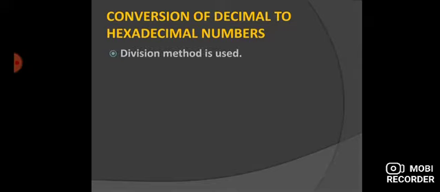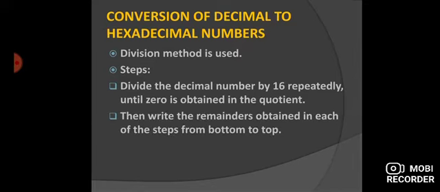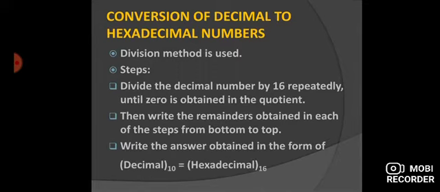For this we use division method, जैसे हमने octal number में यूज़ किया था. इसके अंदर अगेन हम डेसिमल नंबर लेंगे, उसे बेस 16 से तब तक डिवाइड करते रहेंगे जब तक एंड में ज़ीरो नहीं आ जाता, और हम रिमाइंडर्स को राइट हैंड साइड पे लिखेंगे फ्रॉम बॉटम टू टॉप. नेक्स्ट हम आंसर इस फॉर्म में लिखेंगे.